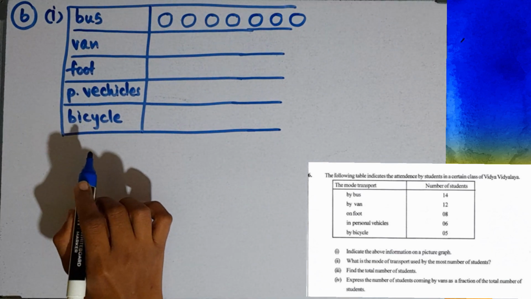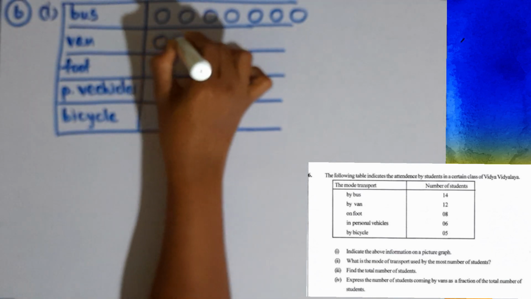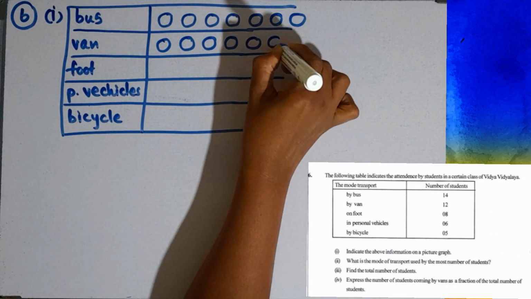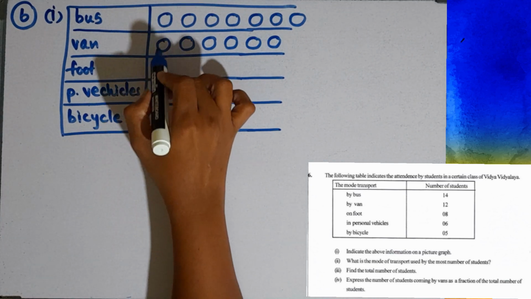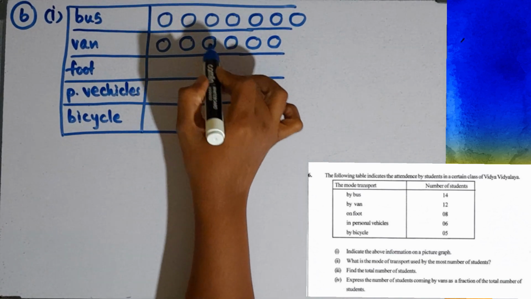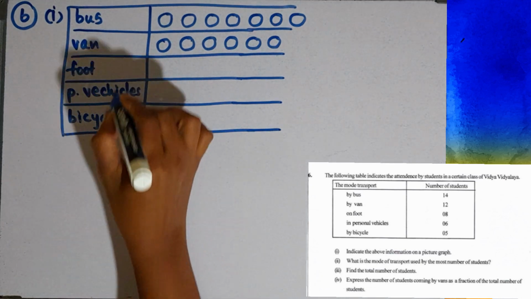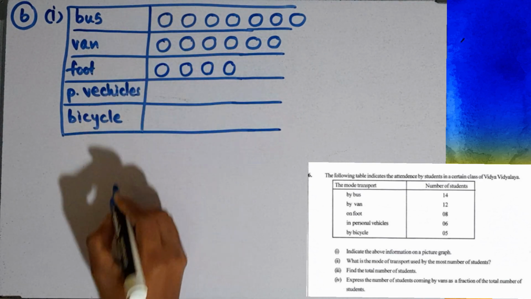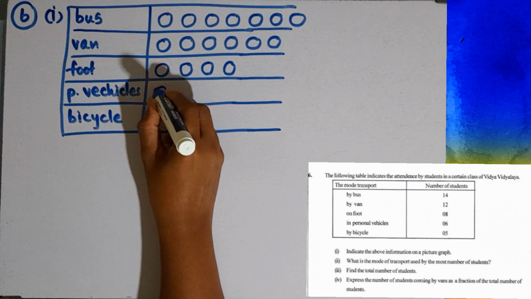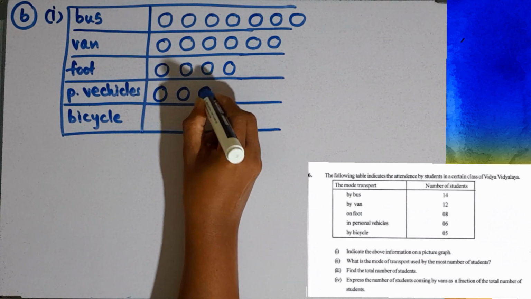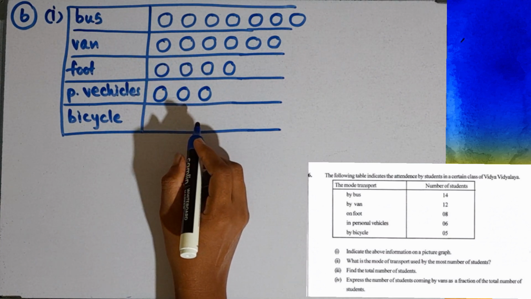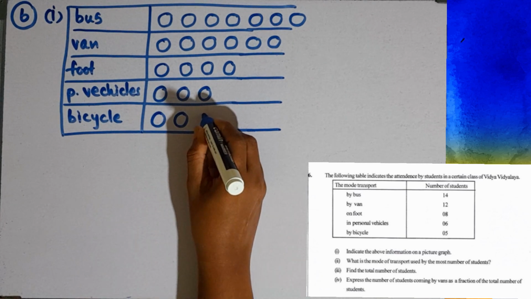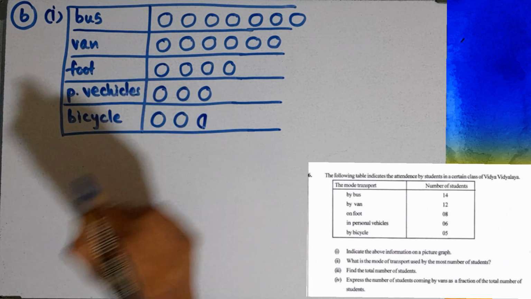Then next one, van 12 students, then 6 circles. When drawing symbols, you have to draw the circles one below the other like this in a pattern. Then on foot 8, 4 circles. Then next one, personal vehicles 6, 3 circles. Then next, by bicycle 5, 2.5. 2 circles represent 4 students, and another semicircle, half of the circle.